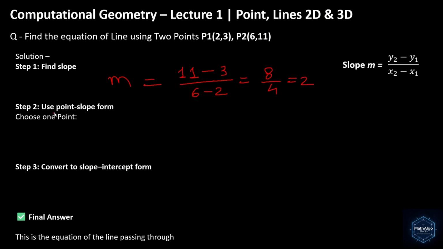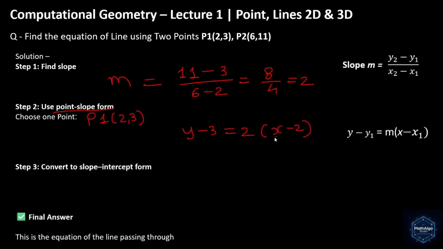Next, we use the point-slope form of the line equation. Let's choose P1 (2, 3). Substituting the values, y minus 3 equals 2 times (x minus 2). Now, let's simplify the equation. First, expand the right side. y minus 3 equals 2x minus 4.